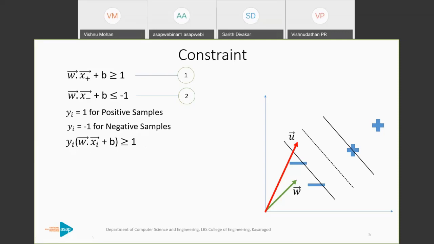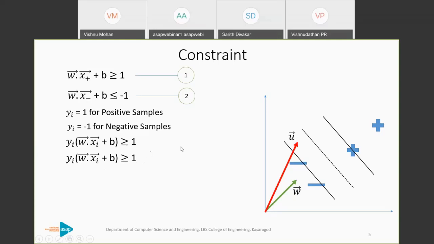Now I will do the same for the negative samples. When I multiply by yi equal to minus 1, what will happen? When you multiply an inequality by a minus sign, the inequality changes. So less than or equal to will become greater than or equal to, and minus minus will become plus over here. So the equation will become yi times (w dot xi plus b) greater than or equal to 1.